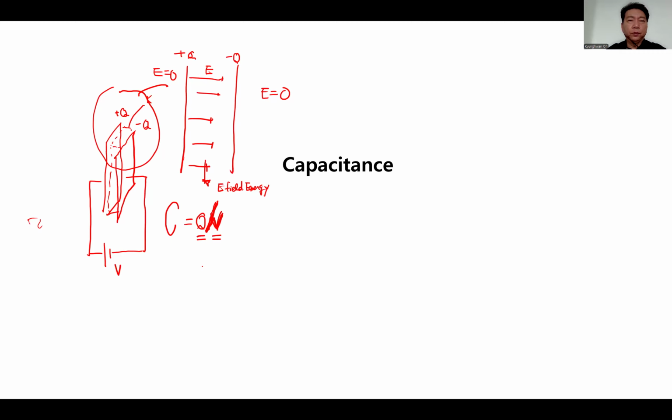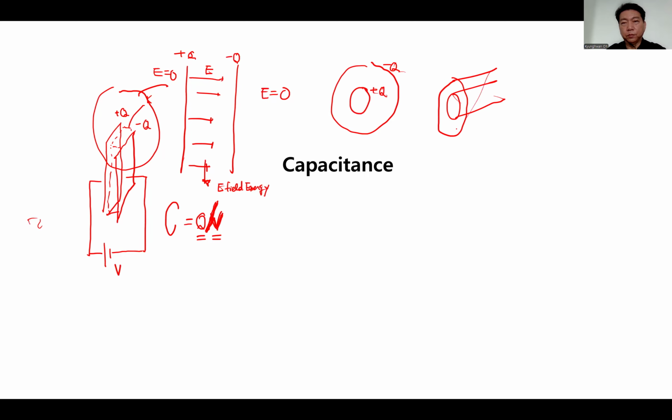And then we are going to look at some of the basic configurations. So this is the planar, and then we have seen concentric spheres with charge plus Q and minus Q, or sometimes concentric cylinders, etc. Okay, let's try to look at what we can solve utilizing this.